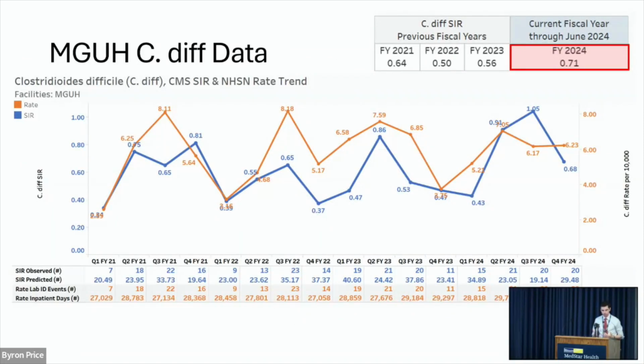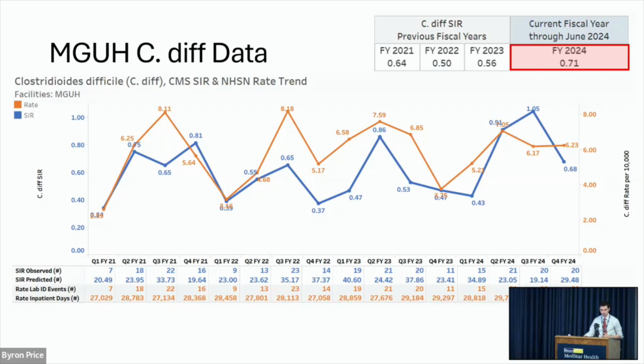And so here's our data. This is our C. diff data from 2021 to 2024. The peaks are high, the valleys are low, and if we could just stay in that valley range, then we'd be doing great. I think we realize our problems, we make adjustments, and then we find out, as everyone finds out, that sticking with those adjustments and keeping them consistent becomes difficult.